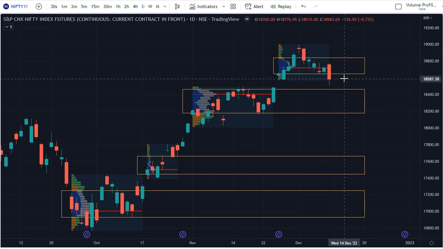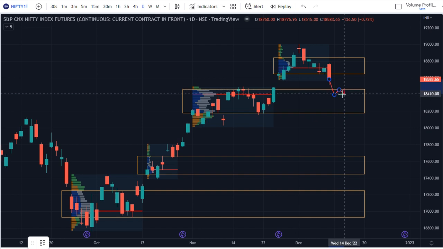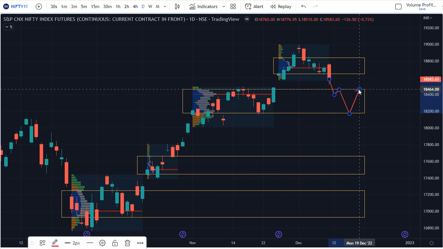The second scenario could be that we could go lower, tag the value area high and the point of control, and then probably try to tag the low of the value area around 18,171, and then probably rotate somewhere around there for the day. This could be scenario number 2.